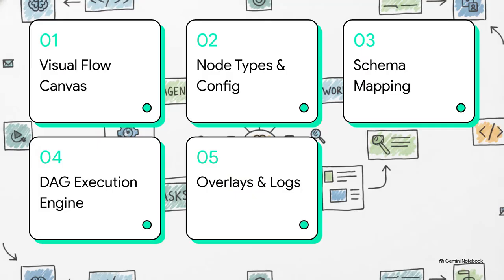Here is our top-down blueprint that's going to guide us today. We'll start with the visual flow canvas, then check out node types and configuration, followed by schema mapping and transformation, the DAG execution engine, and finally overlays, logs, and output.